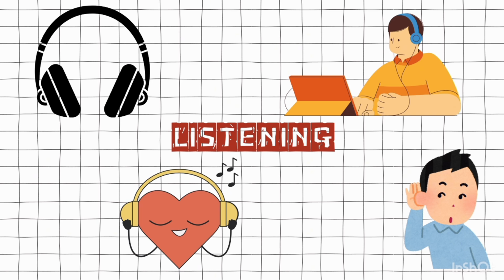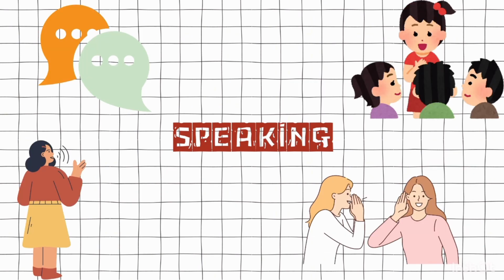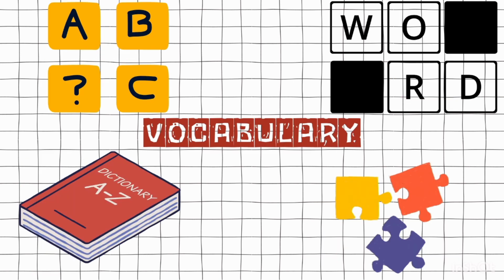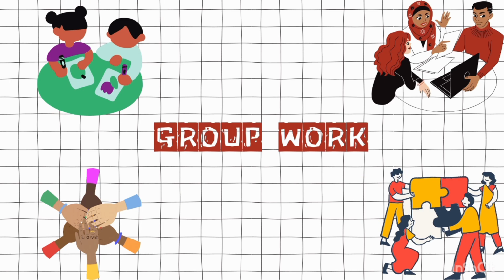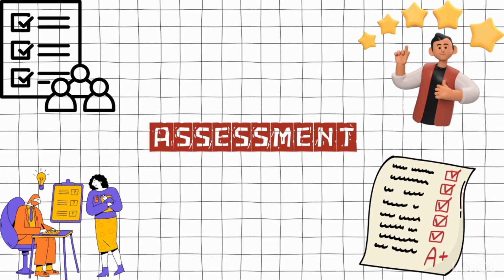Through group work, learners share ideas, solve problems, and support one another. Effective assessment shows where they are, and where to go next. And grammar? It's more than rules. It's the structure that holds communication together. Every skill matters. Every learner matters. Let's explore how to make English learning active, meaningful, and empowering.